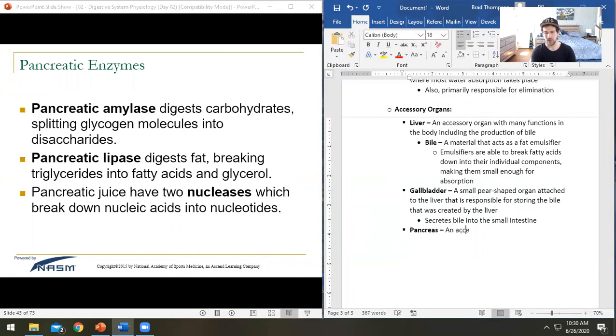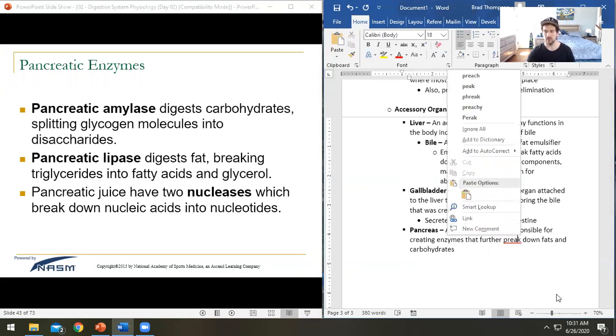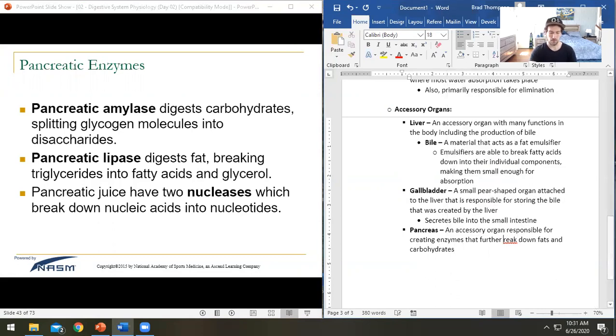An accessory organ responsible for creating enzymes that further break down fats and carbohydrates. Okay, so that should be a B.